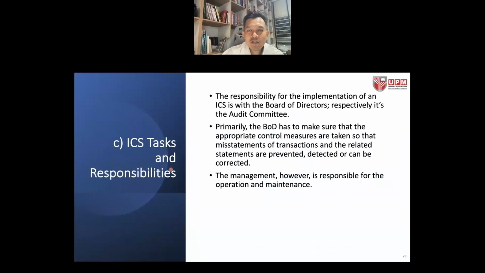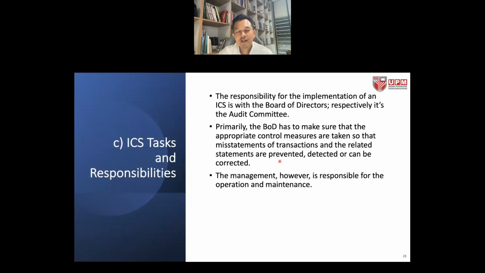How about tasks and responsibilities? The responsibility for the implementation of ICS is with the board of directors. Respectively, it's the audit committee. So, the board of directors is accountable for implementing the internal control system. Primarily, the board has to make sure that the appropriate control measures are taken so that misstatements of transactions and the related statements are prevented, detected, or can be corrected.